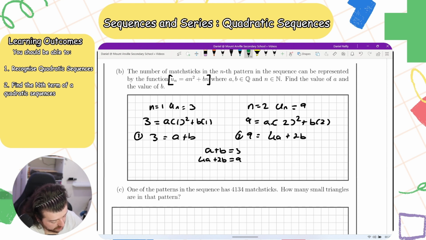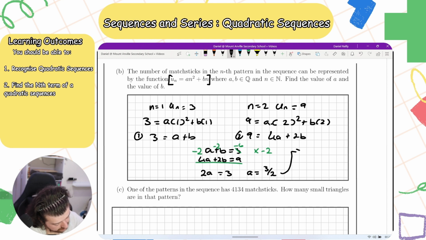I'm going to multiply the top here by minus 2. I'm going to cancel out the b's. That's going to be minus 2a, minus 2b, minus 6. Add these up. I'm going to get 2a is equal to 3. a is equal to 3 over 2.